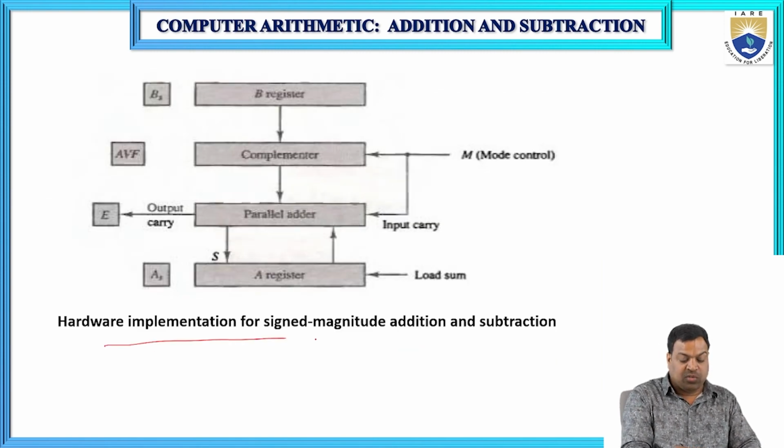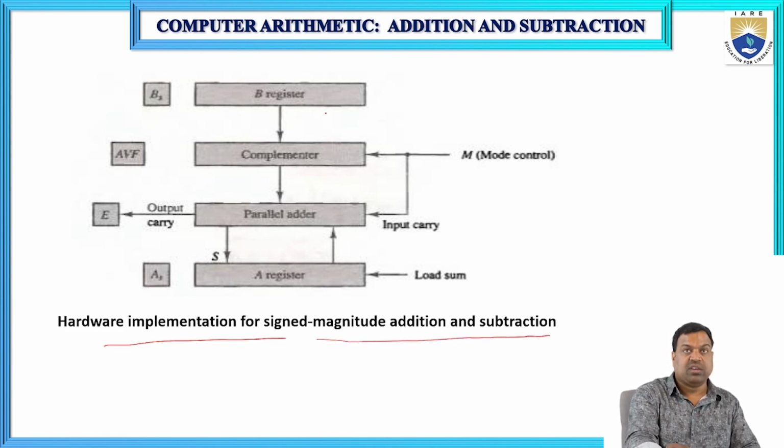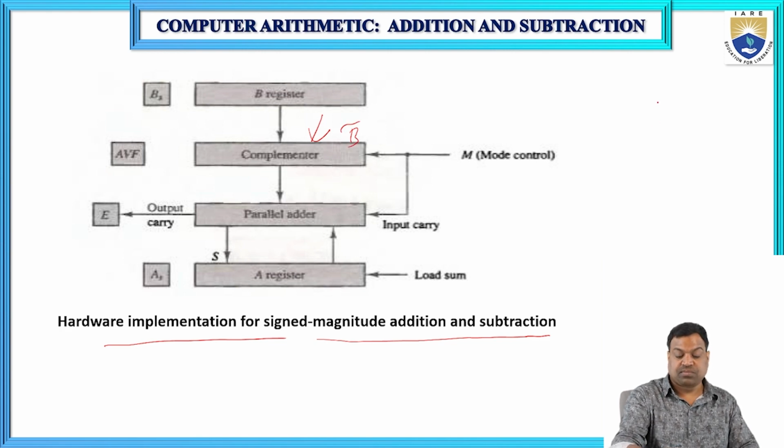So here is the hardware implementation of signed magnitude addition and subtraction. I'm taking one B register. For this B register, complementing the B register means B bar, and a parallel adder. Suppose A equal to 1011, B equal to 0000. Example.